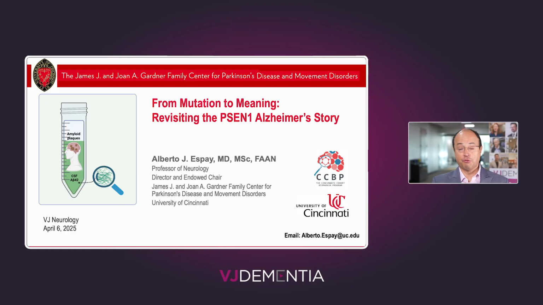Today I'm interested in looking at the story of the most common familial form of Alzheimer's disease, associated with presenilin-1 mutation, and how the data that we have is different from what we have been trying to tell ourselves about how that particular most common form of familial Alzheimer's works.